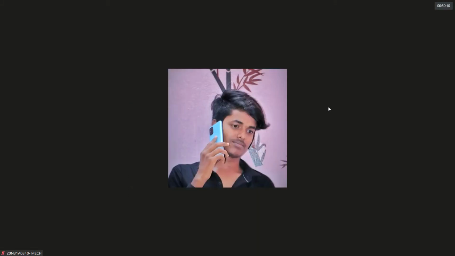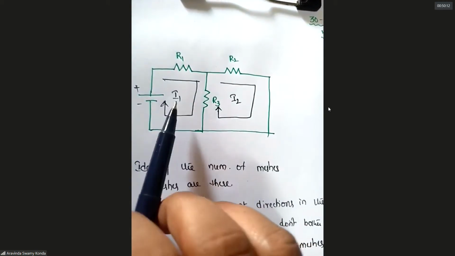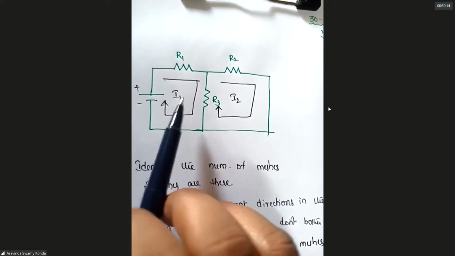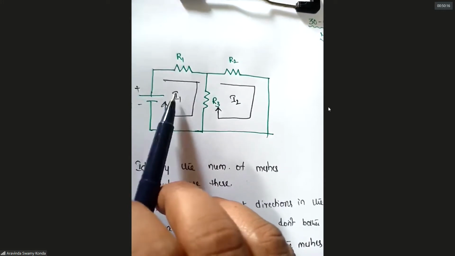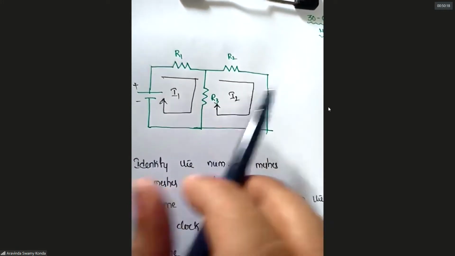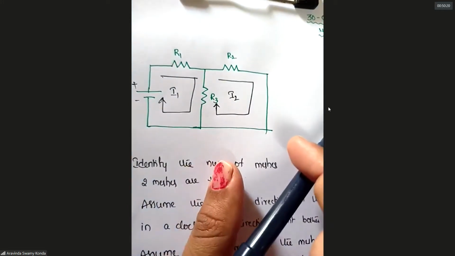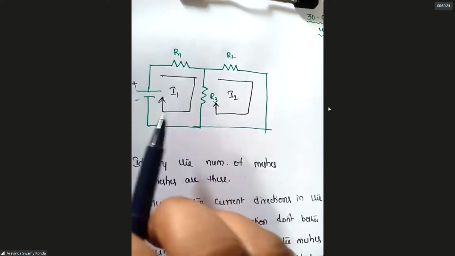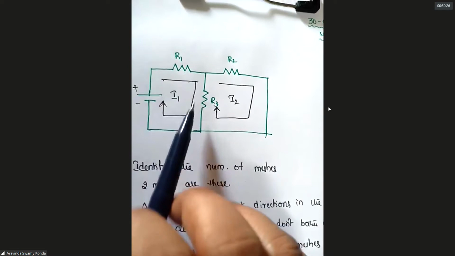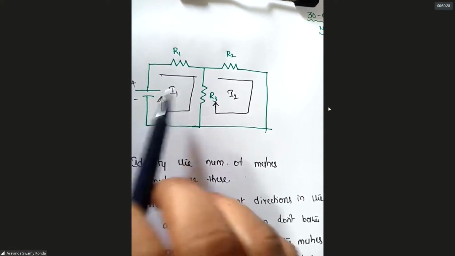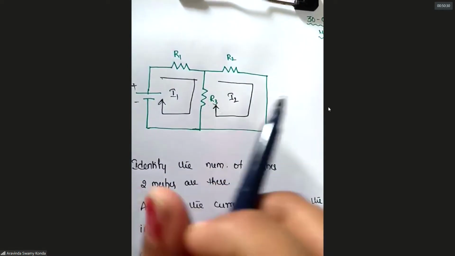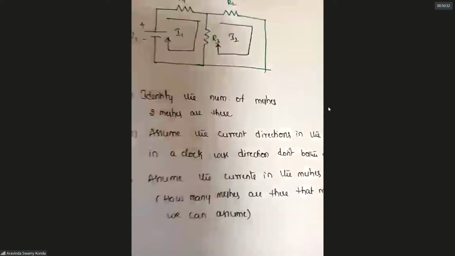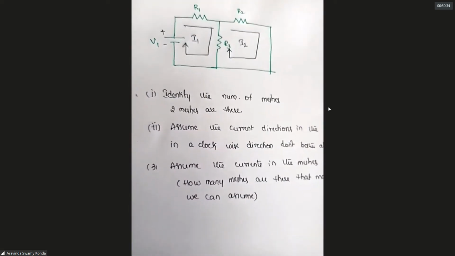So how many meshes are there, that many currents we want to assume. So what is that current? First mesh I1, second mesh I2, third mesh I3, fourth mesh I4, nth mesh In current. So what does that mean? I1 current is flowing in this mesh and I2 current is flowing in the second mesh. So that is the thing. This is completed.